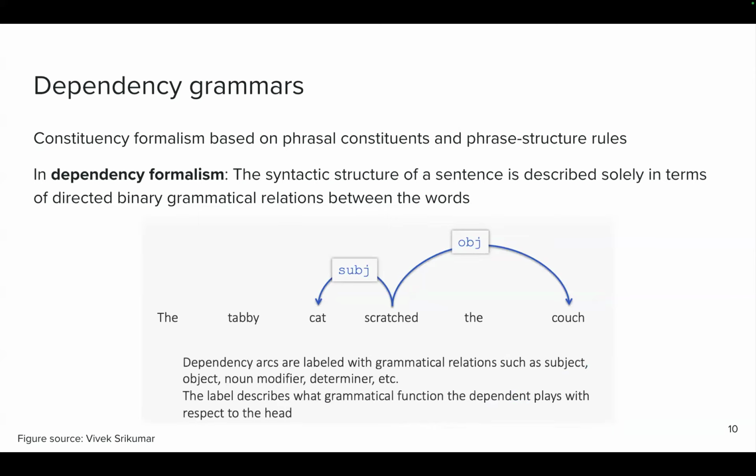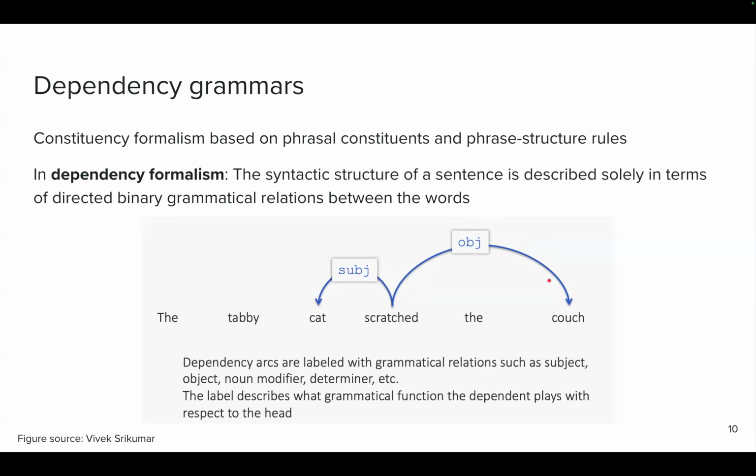So in dependency formalism, we do not only have these arcs that tell us these two pairs of words are related in some way, but we also have a label for that relationship. In this specific arc over here, the relationship is subject. The way you can read this in a very formal way is that we have a head word, scratched, and the dependent word, cat, is the subject in the subject relationship with the head word.